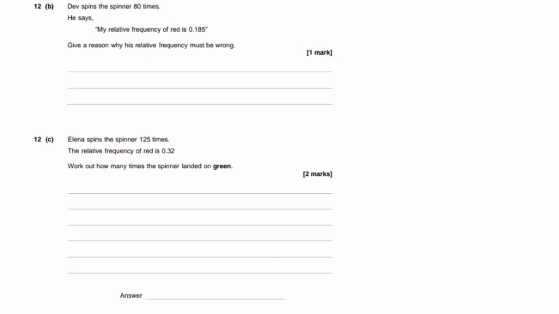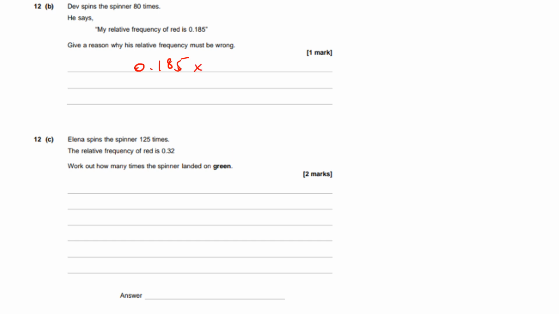Question 12b, Dev spins the spinner 80 times. So I think it is the same spinner that they're talking about. It's connected. He says my relative frequency of red is 0.185. Give a reason why his relative frequency must be wrong.